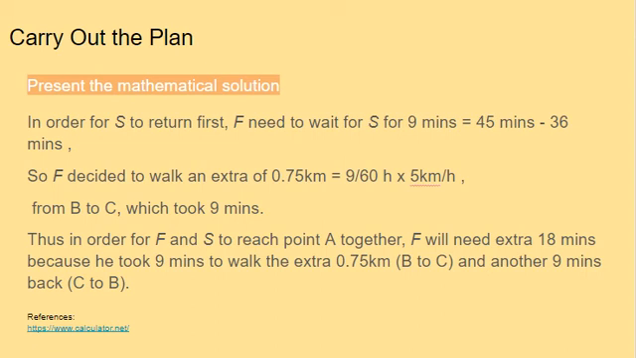Thus, in order for F and S to reach point A together, F will need an extra 18 minutes because it takes two trips, which is from A to C, then C to A back. And because it took 9 minutes going towards C, and another 9 minutes back from C to B.